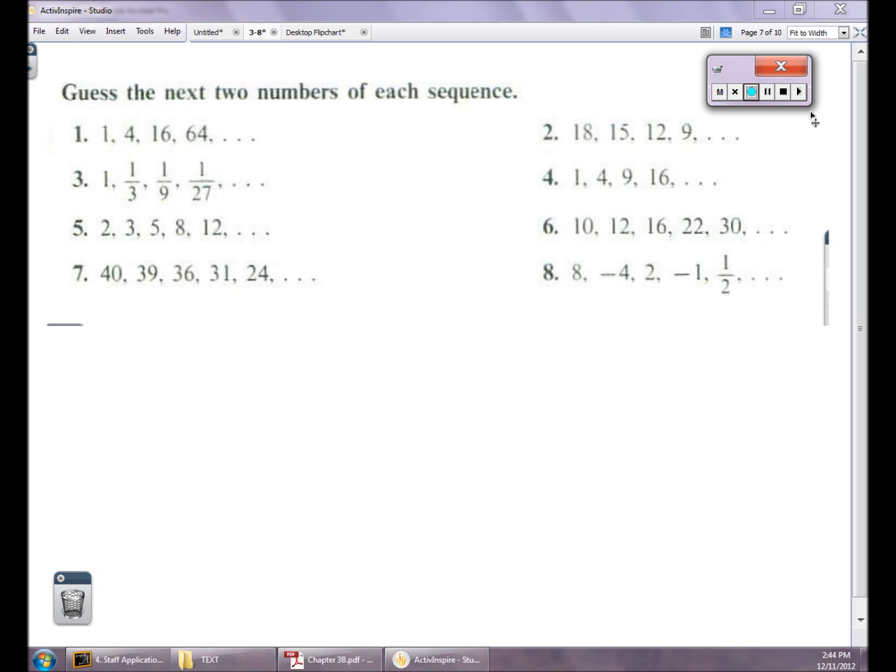For your next set of questions, I would like you to write down the following sequence of numbers and then try to guess the next two numbers that you would see. Again, I will give you a moment to write down the problems. Feel free to hit pause to leave the screen frozen.